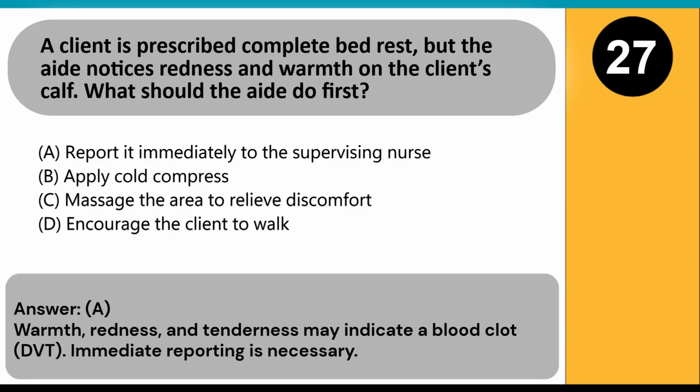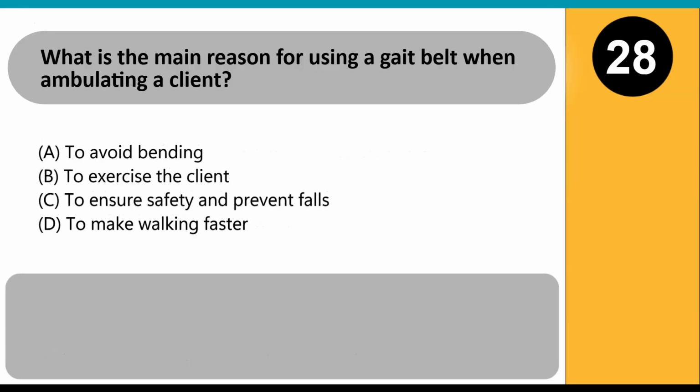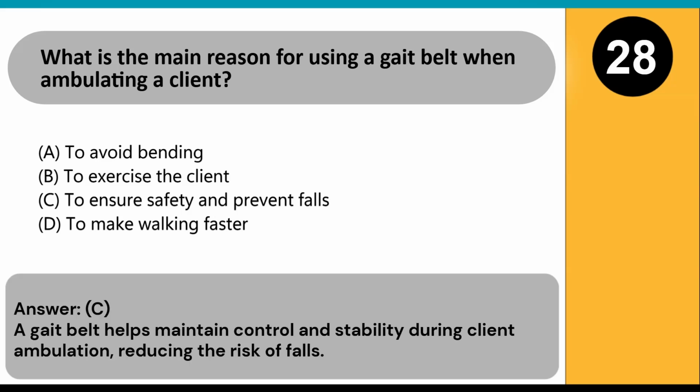Immediate reporting is necessary. What is the main reason for using a gait belt when ambulating a client? A. To avoid bending. B. To exercise the client. C. To ensure safety and prevent falls. D. To make walking faster. Answer: C. A gait belt helps maintain control and stability during client ambulation, reducing the risk of falls.